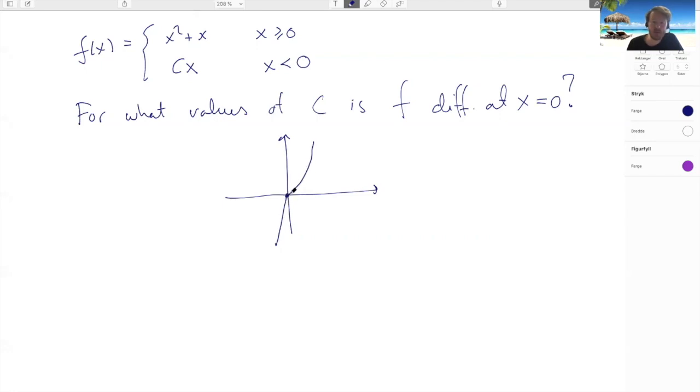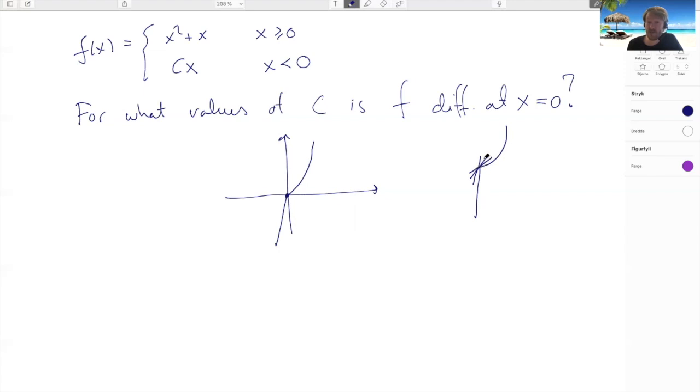Because what's the problem here? If we have a pointy bit, let me exaggerate a little bit. If the graph looks like this, then this seems to be a tangent line, this seems to be a tangent line, this seems to be a tangent line. And that's a sign that we're not differentiable.